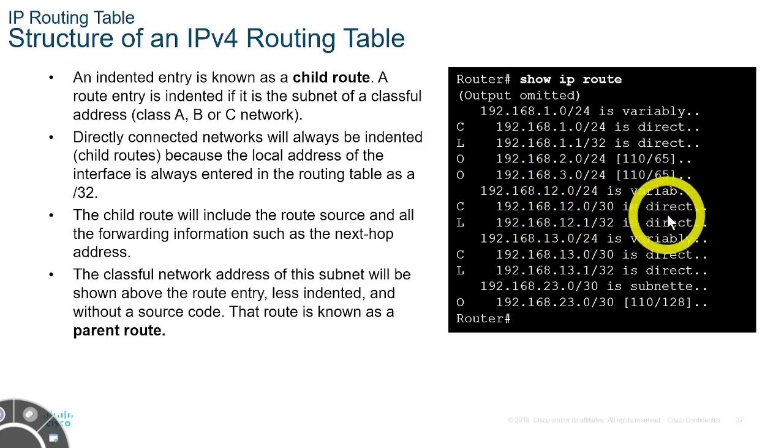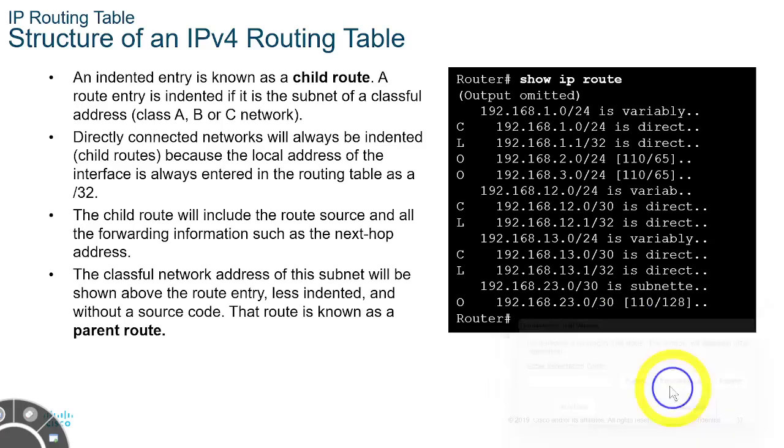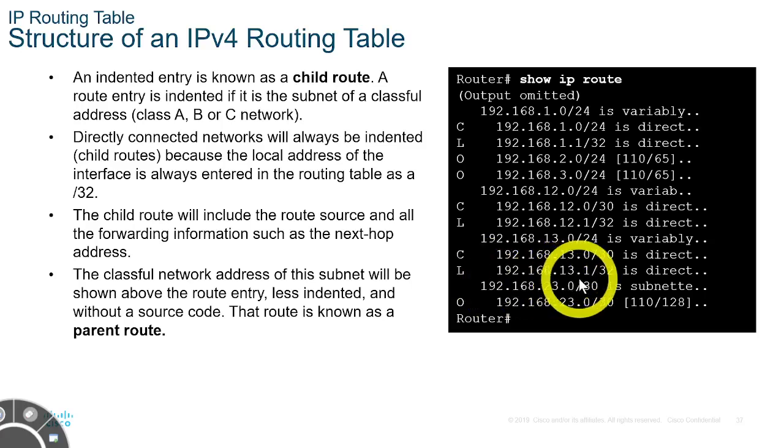You see directly connected. This is local. This is also a parent because it's /24, /24, /24. And these are indented. It means that they are child addresses. This is also a parent, and this is also indented. It means child. So an indented entry is known as a child route. These are indented here. The spaces are child, two child, two child, one child.